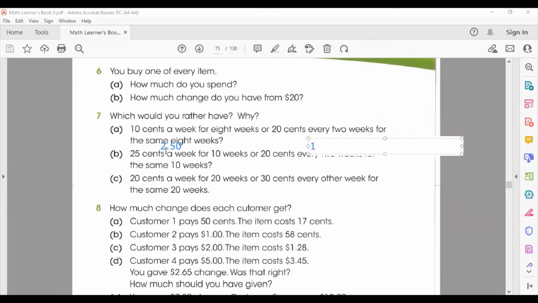So it's $2.50 and this $1. So which one? $1.50 more, or you can say it's 25 cent per week more. Okay, if you're talking about per week, the 25 cent will give more.